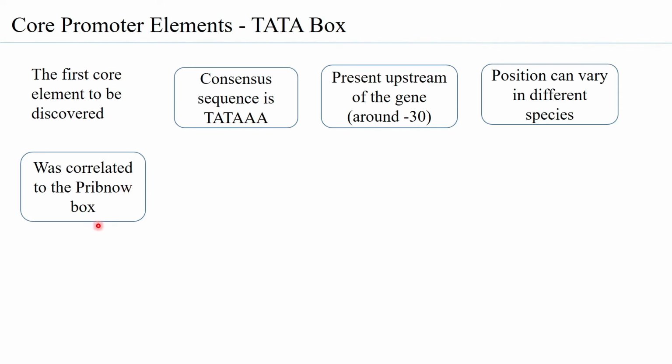But over a period of time, many differences have been found with respect to the Pribnow box. The Pribnow box in the prokaryotes is positioned at -10, whereas you will never find a TATA box motif in the eukaryotes positioned at -10. It is generally around -30, and over and above that, even from -30, the position can be variable. That is something important to note.